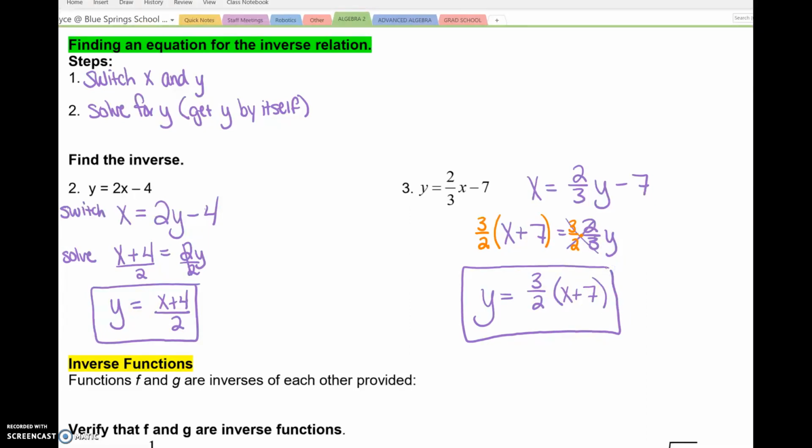That's our inverse. Is it going to get any harder than this? Not really, no. Yes.